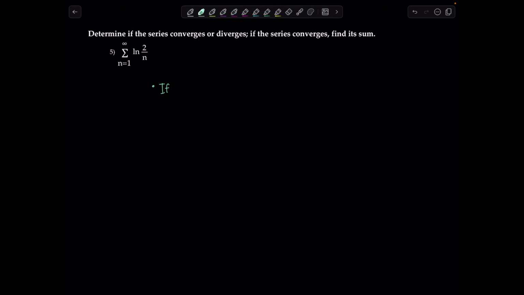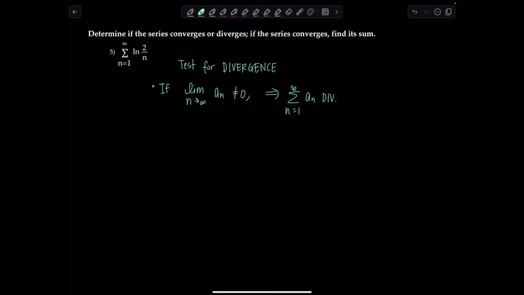If the limit as n approaches infinity of a sub n is not 0, then that means the sum n equals 1 to infinity of a sub n diverges. This is the test for divergence. It can only be used to prove what is in its name, the divergence of a series. Don't ever think about using it to prove a series converges. It cannot be used to do so.